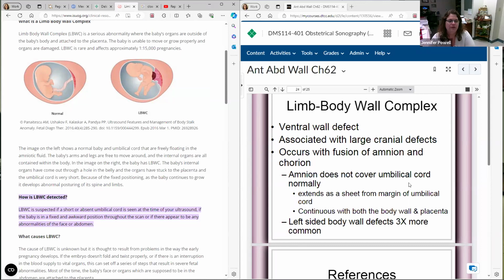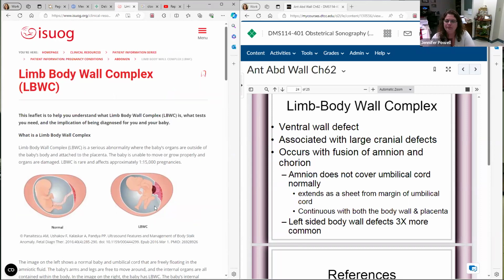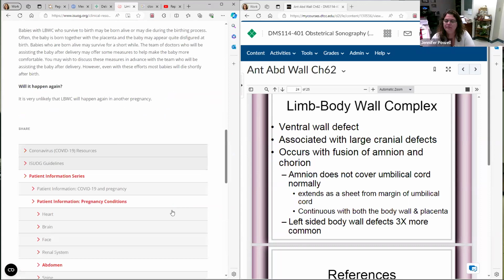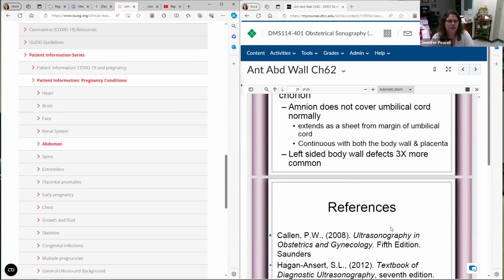Amnion does not cover the umbilical cord, normally extends as a sheet from margin of umbilical cord, continues with the body wall and placenta, left side wall defect 3 times more common. All right, that's it. That is all there is to this.